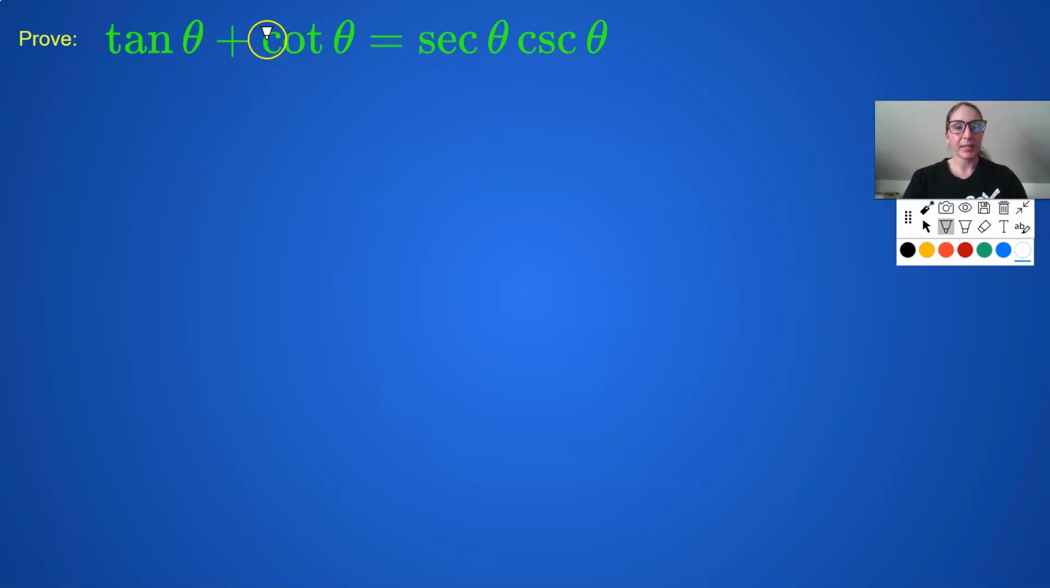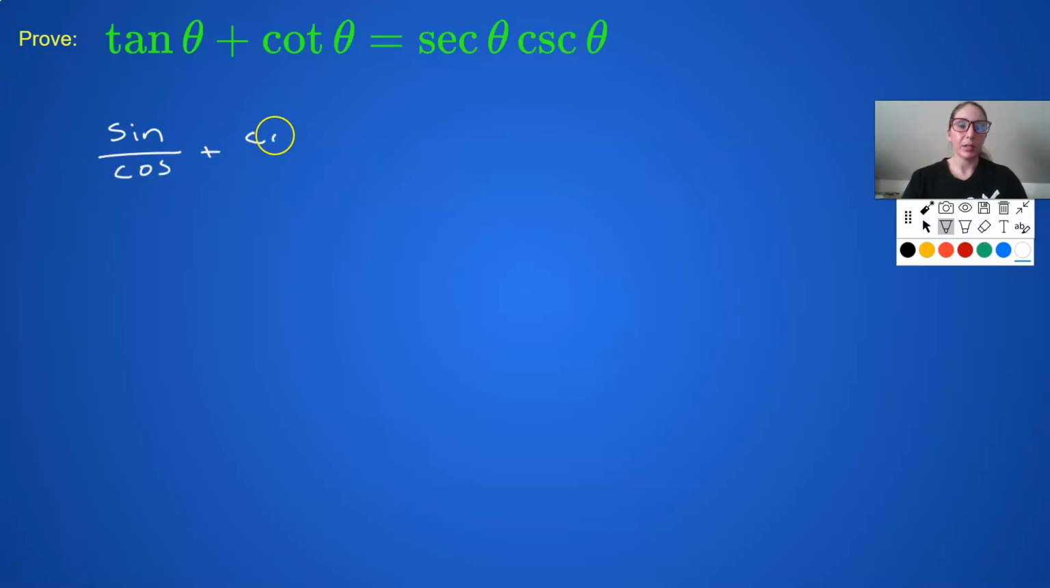In my case, I'm looking at this left side, and I'm already seeing that I can transform this in terms of sines and cosines, which is kind of always what you want. If you can get everything down to sines and cosines and work with it that way, that tends to be the easier route to go. So tangent, I know, is sine over cosine.